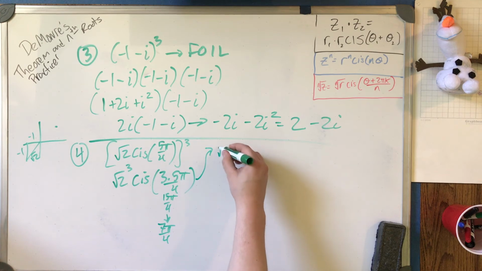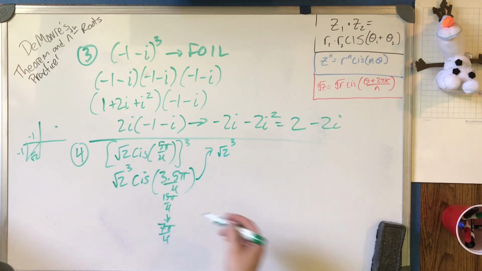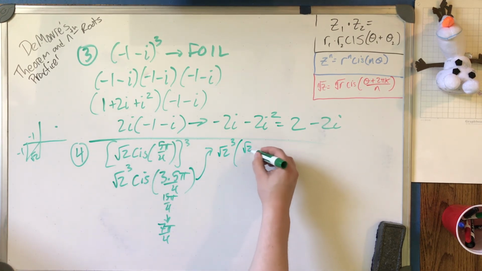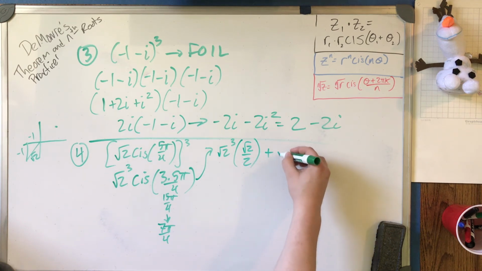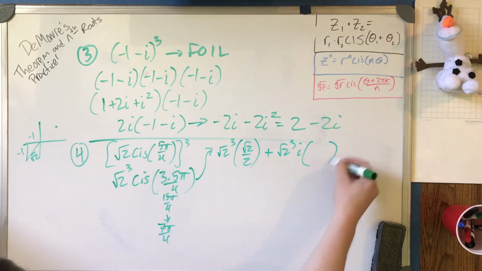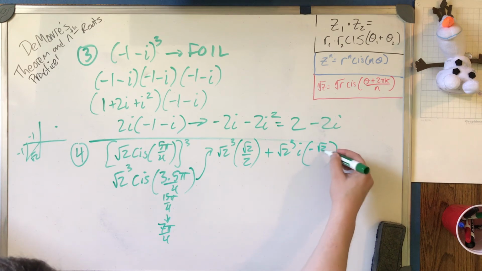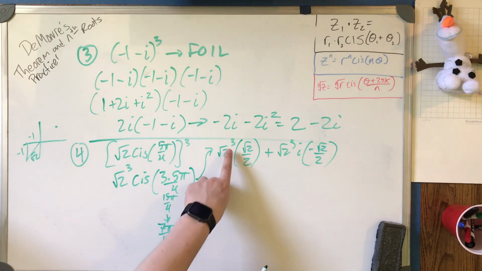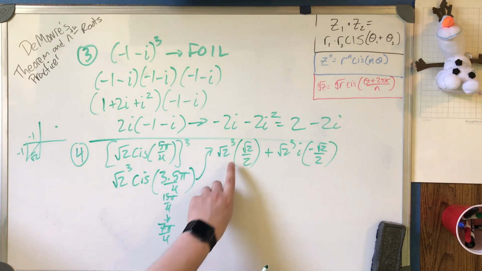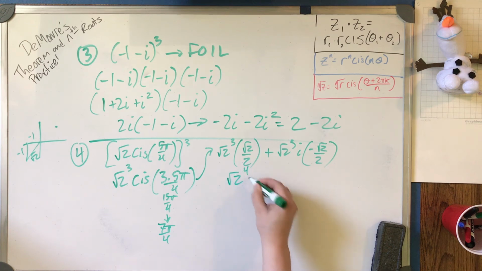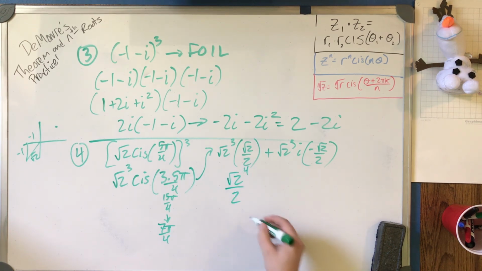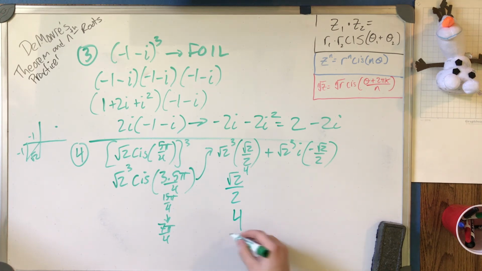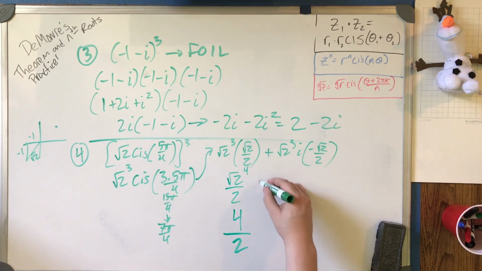A square root of 2 to the third power. Cosine of 7 pi over 4, that's going to be a positive square root of 2 over 2, plus square root of 2 cubed i. Sine of this is going to be a negative square root of 2 over 2. So now we have to do a little bit of math here that probably it's been a while since you've done, but if I do square root of 2 to the third times an extra square root of 2, that's going to be the square root of 2 to the fourth over 2. Square root of 2 to the fourth, that's actually just 4 over 2, which is just going to end up equaling 2, but I'll get there.